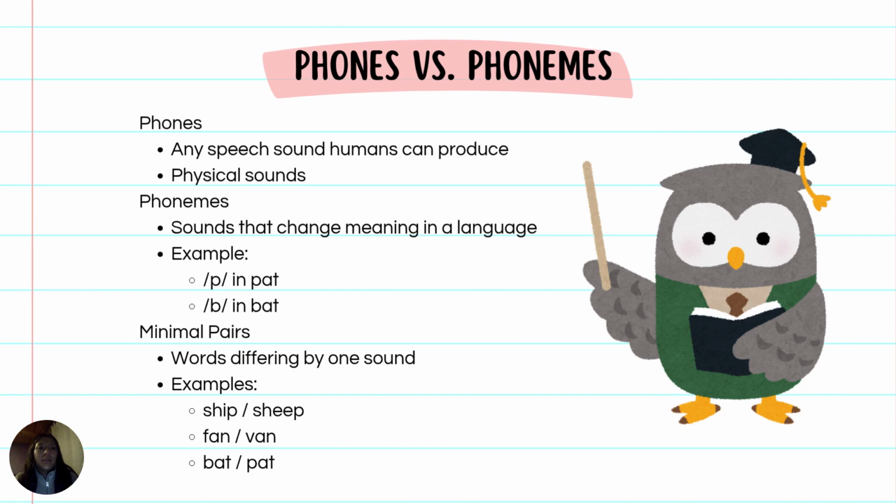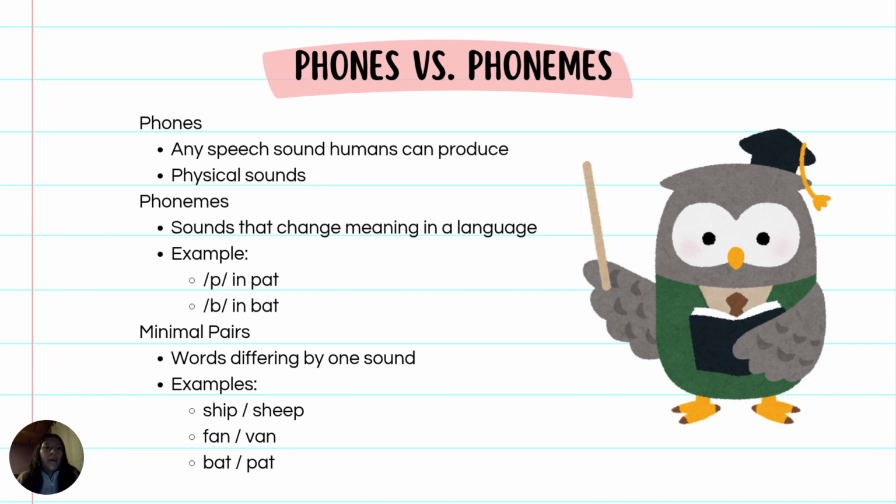phones versus phonemes. First, a phone is only a speech sound humans can produce, and this part relates to the physical sounds. And phonemes are sounds that change meaning in the language. For example, the letter P in pat and the letter B in bat.